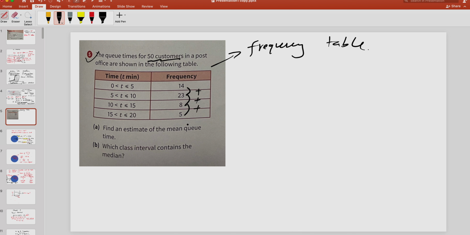If they don't add up to 50, that means this question is wrong, or you have to find out why it's not 50. Maybe they have not included one customer. It adds up to 50. Okay, good. So that means it's correct. There is no abnormality in this question, so you don't have to consider that. Over here, it asks to estimate the mean queue time.